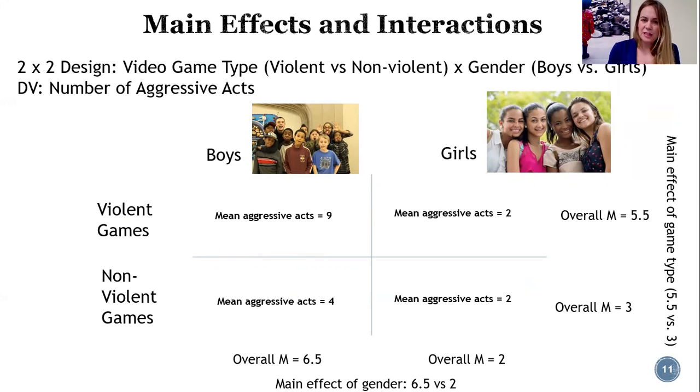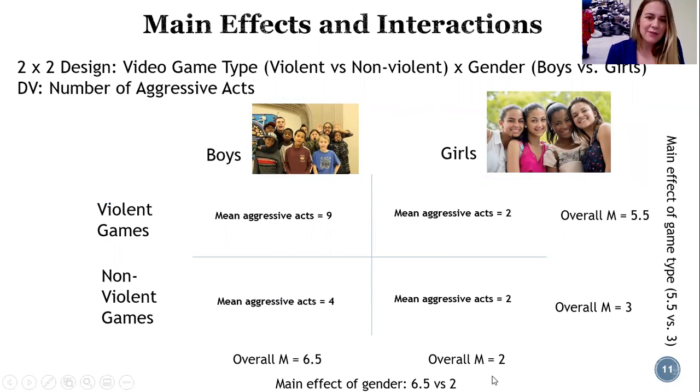We can look to see whether there's a main effect of playing violent versus non-violent video games. So to do that, we would take the average of these 2 boxes right here and the average of these 2 boxes right here, put them here, and we would look to see if this result is larger or the same. So here we can see that on average, playing violent video games, kids are more aggressive than when they play non-violent video games. This would be an example of a main effect of game type.